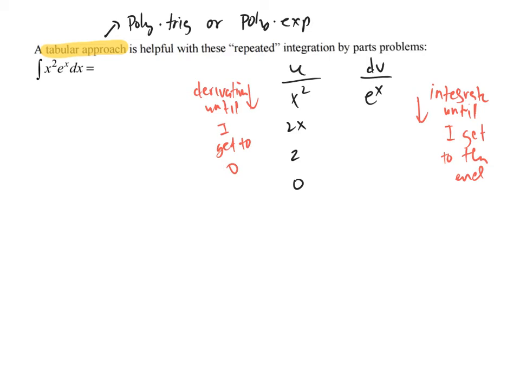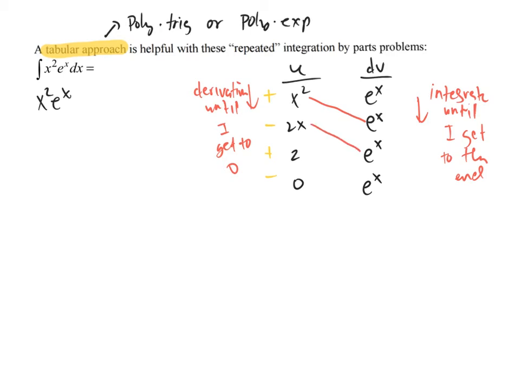And so if I start taking the integral of e to the x, that's a pretty easy example to work because the integral of e to the x is just itself. Okay, once I do that, the signs of these things are going to alternate. So I'm going to put a plus sign here, a minus sign here, plus sign, minus sign. So it starts with plus and then alternates. And to get our answer, we're just going to multiply diagonally these terms. So x squared times e to the x, that's going to be my first term in my answer, x squared e to the x. My second term is going to be negative 2x times e to the x.